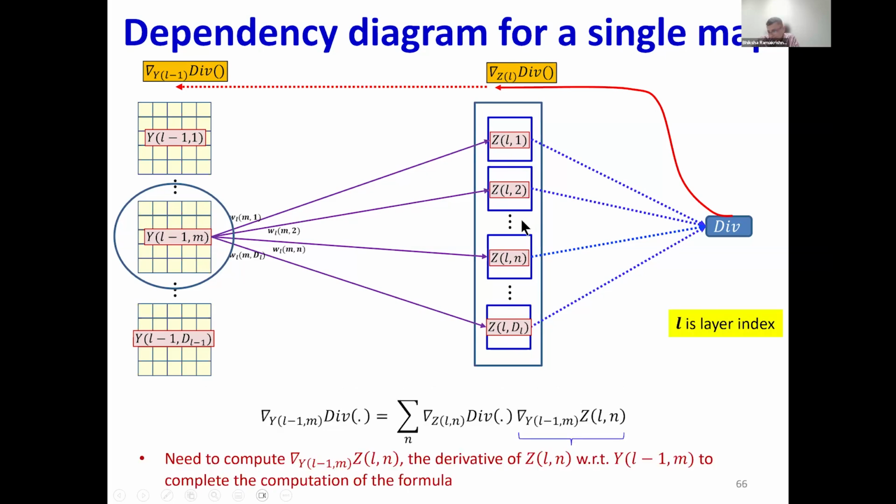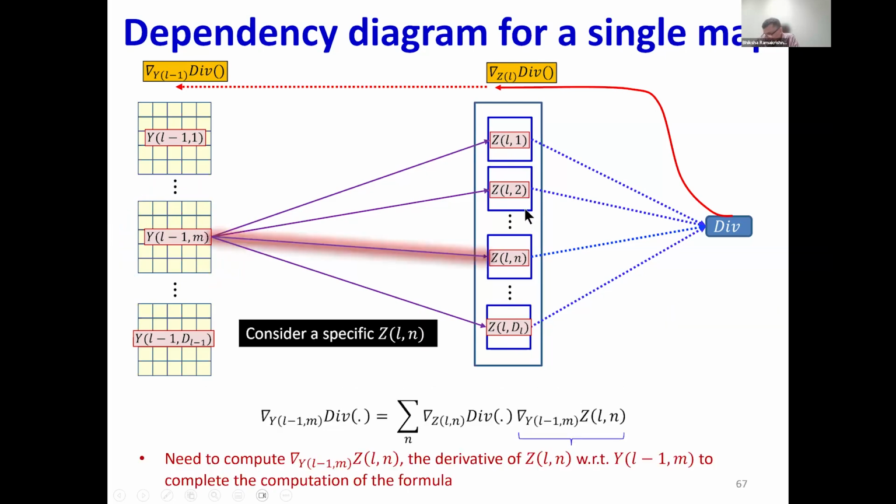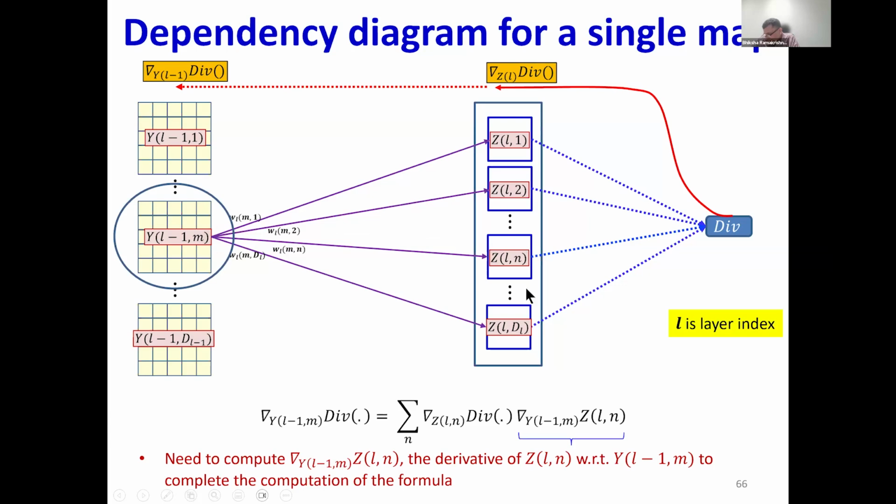Let me see if I can. What this means is that you're going to have to compute the derivative of the divergence with respect to this map. You're going to have to sum over all of these guys. And so the actual derivative of the divergence with respect to this term is going to be the sum over all of the affine maps of the product of the derivative of the divergence with respect to the affine map elements times the derivative of the affine map elements with respect to the y's. So that's what this equation here says.